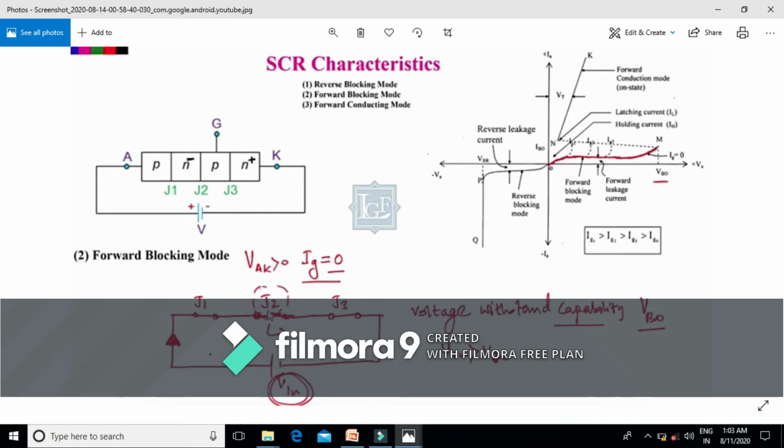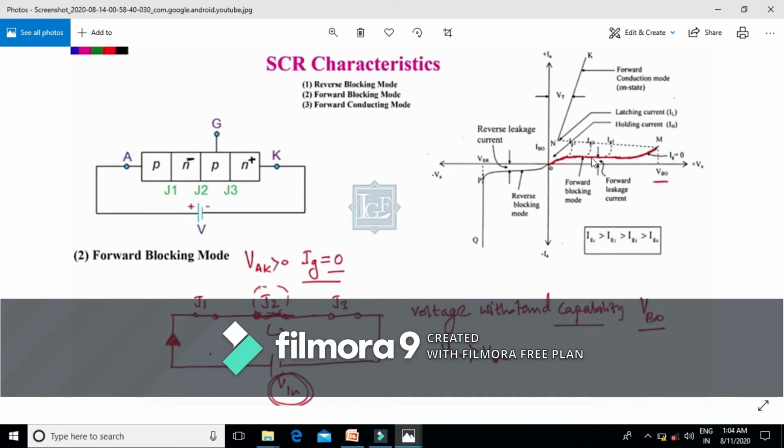That means we can say that this junction J2 has forward blocking capability. That means this is the characteristic in this forward blocking mode. Since this is an open circuit, this behaves like an open circuit because of this junction J2, which is reverse biased. A small forward current flows.